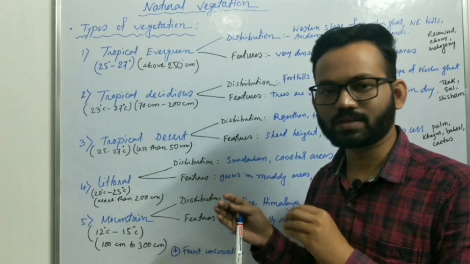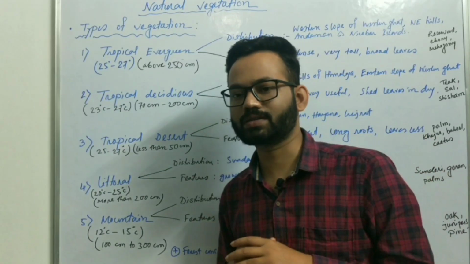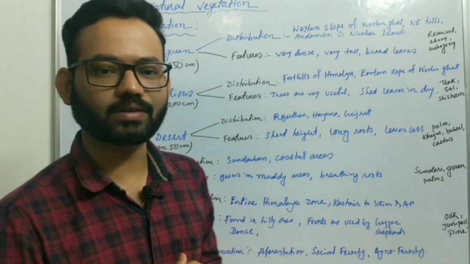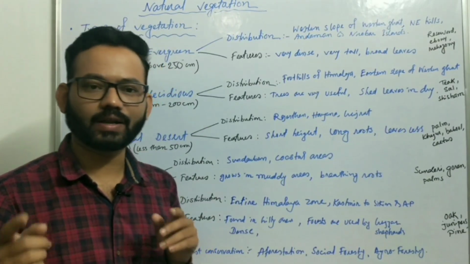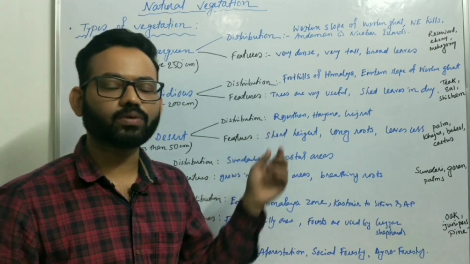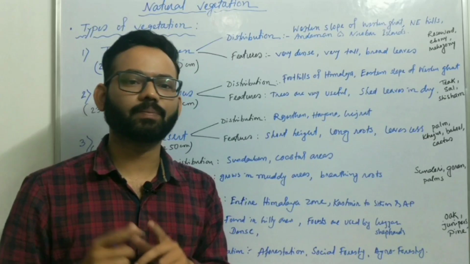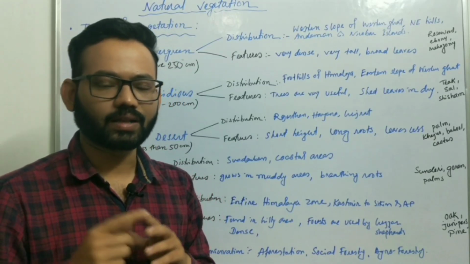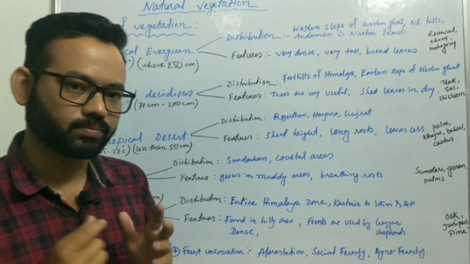In that particular region, the rainfall is very much low and the temperature is 25 to 27 degrees Celsius, where you find the tropical desert type of vegetation. What are the distribution or areas of tropical desert forest and features? Distribution we found in Rajasthan, Haryana, Gujarat, and also Punjab and the part of Thar desert. In the part of Thar desert we found this tropical desert type of vegetation.